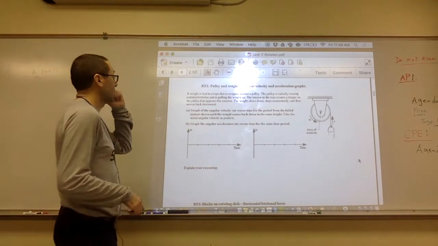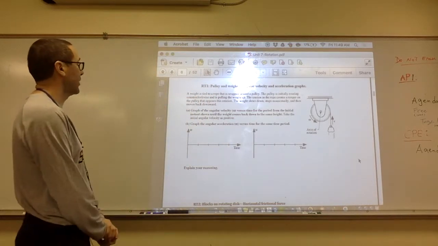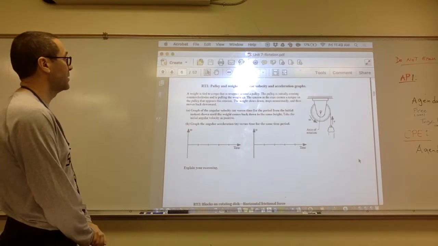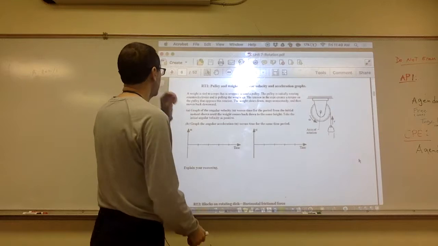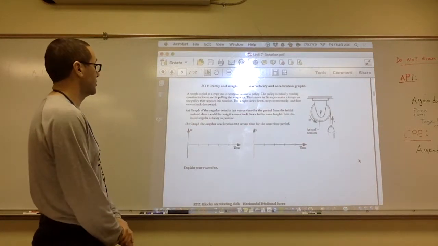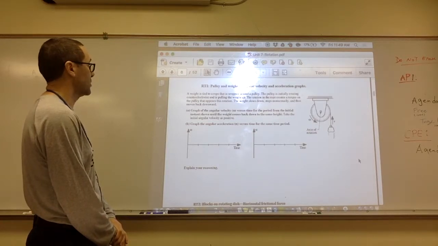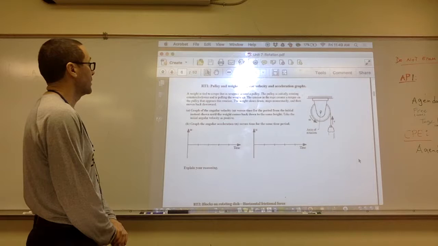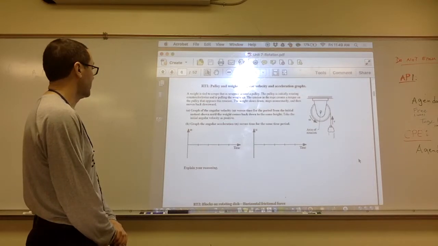All right, we're going to look at the RT1 on page 6. The weight is tied to a rope that is wrapped around a pulley. The pulley is initially rotating counterclockwise and is pulling the weight up. Okay, and the picture shows you that. The tension in the rope creates a torque on the pulley that opposes this rotation. We'll talk about torque another time. The weight slows down, stops, and then goes back the other way, right?